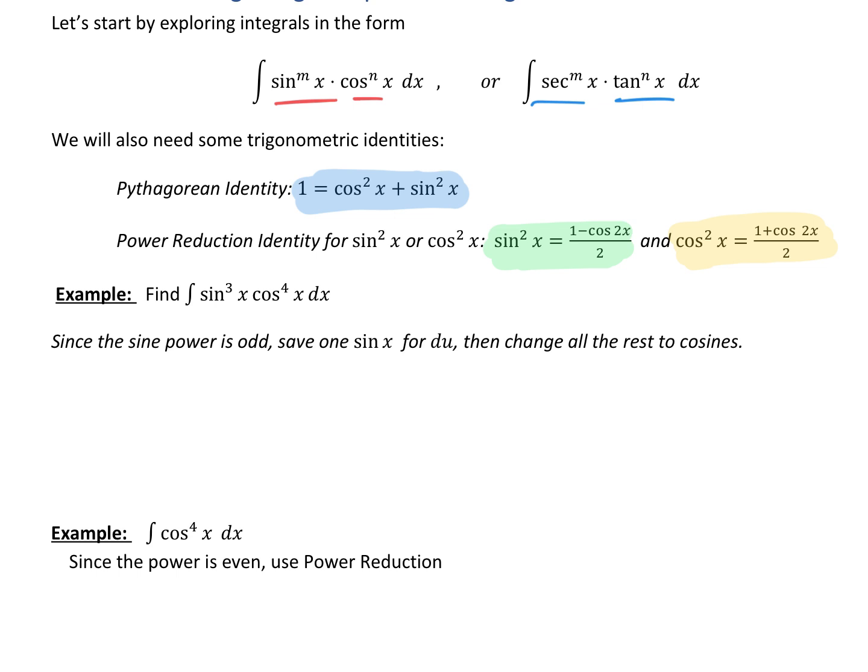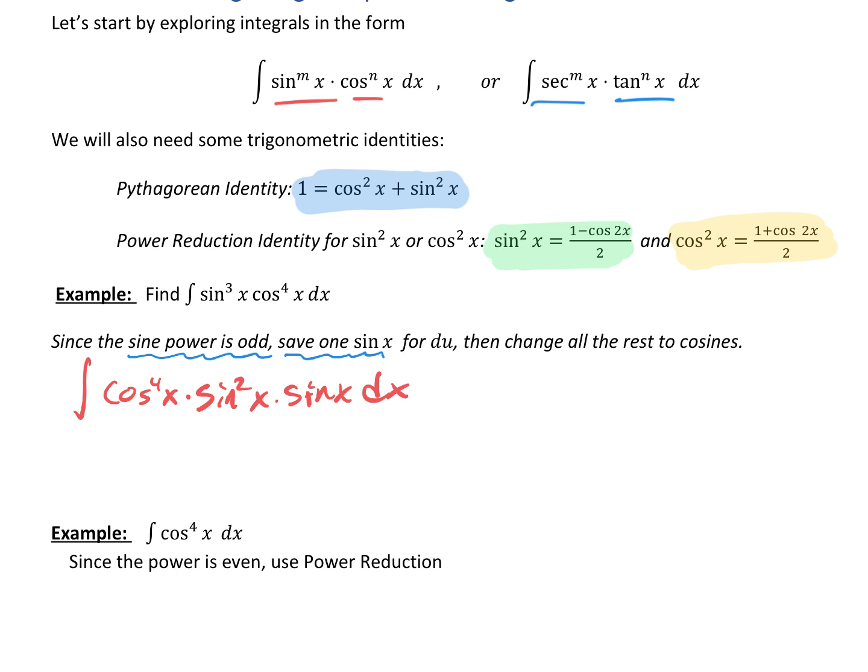Let's get into it. Some strategies here: we have a product of sine cubed and cosine to the fourth. Since the sine power is odd, we want to save one of the sine x's for du, and we'll change all the rest to cosine. Our goal is to use u substitution. So we'll rewrite this as cosine to the fourth x times sine squared x times sine x.